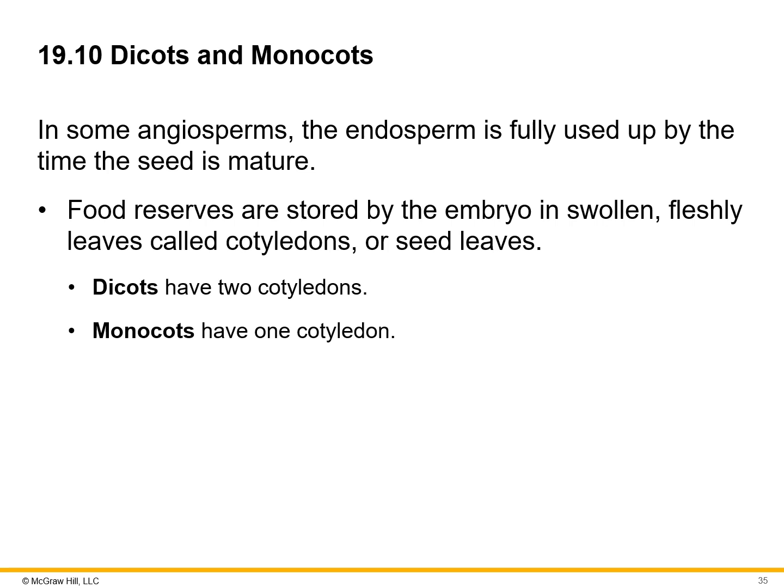All right, so I said we would come back to monocots and dicots, talking about that cotyledon. So again, in some angiosperms, that endosperm is fully used up by the time the seed matures. So those food reservoirs are stored there in the embryo in a swollen kind of fleshy part called the cotyledon or seed leaves. So we have two different types of these cotyledons. Again, they're completely using up that endosperm. So we have dicots because they have two cotyledon regions, or mono because they have one.